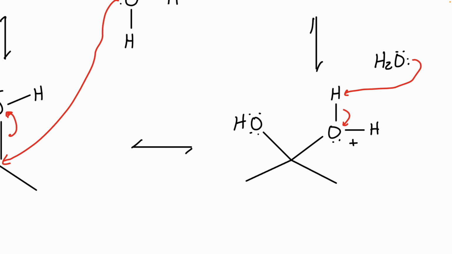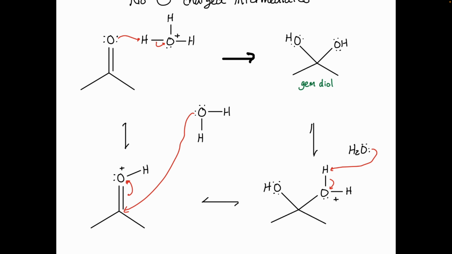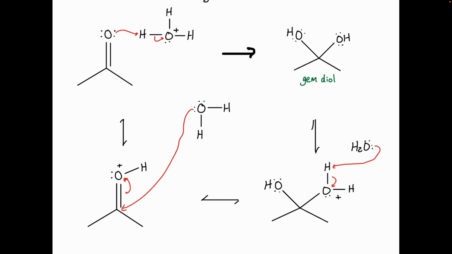Boom, boom. So that's how we get from A to B on that one, or A to B to C to D on that one. All right. Importantly, just like our other conditions here, this is an equilibrium that very strongly favors that aldehyde or ketone.